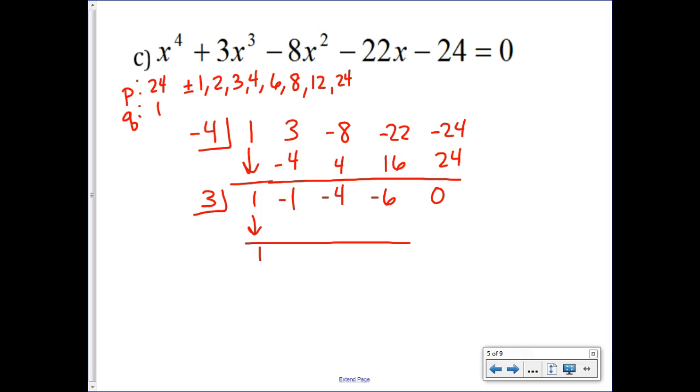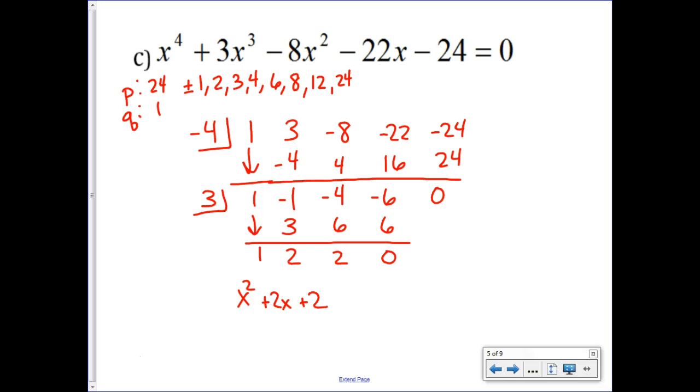So bring down 1. 3 times 1 is 3. Negative 1 plus 3 is 2. 3 times 2 is 6. Negative 4 plus 6 is 2. 3 times 2 is positive 6. We get a 0. Okay. From that point, we have x squared plus 2x plus 2. I didn't see it cross the graph anywhere else.